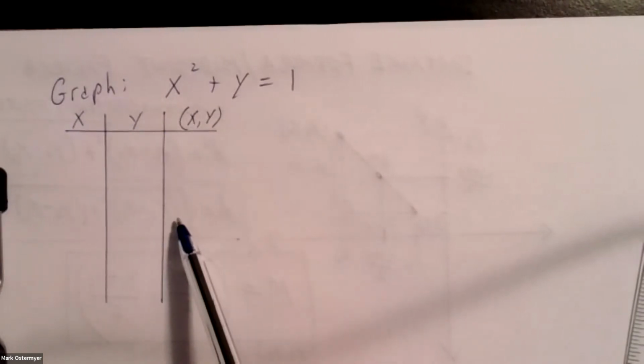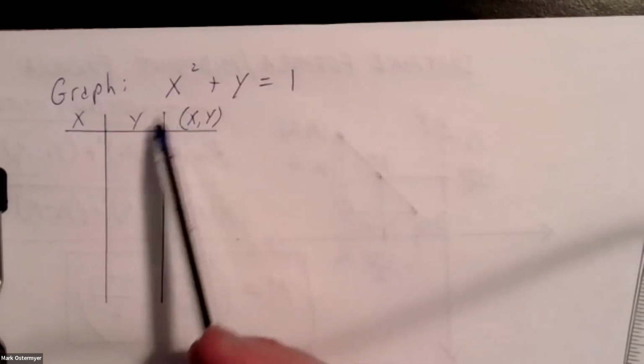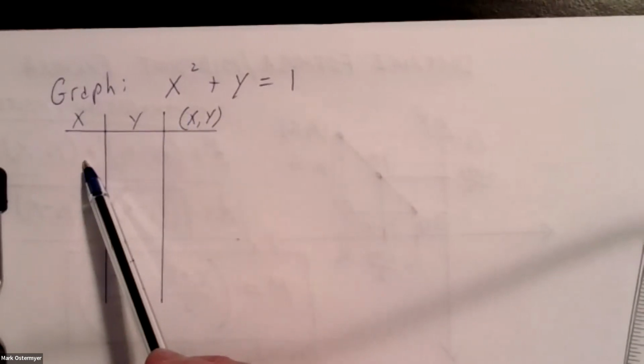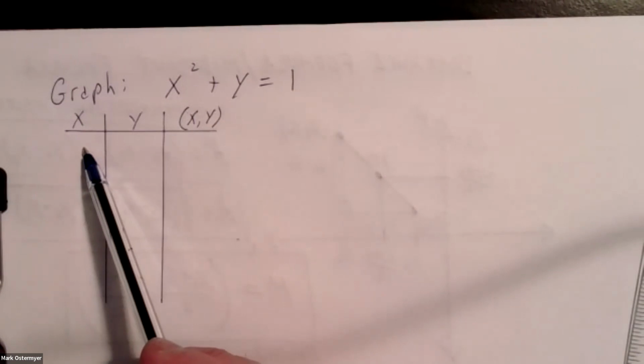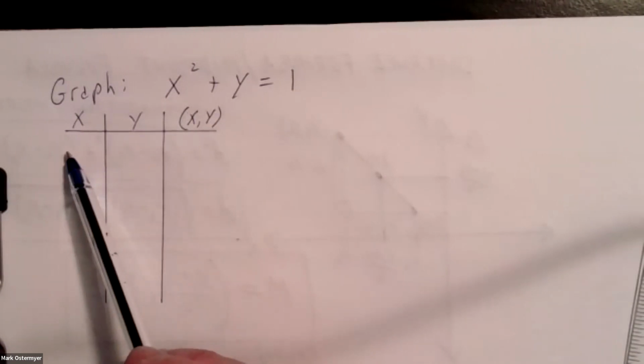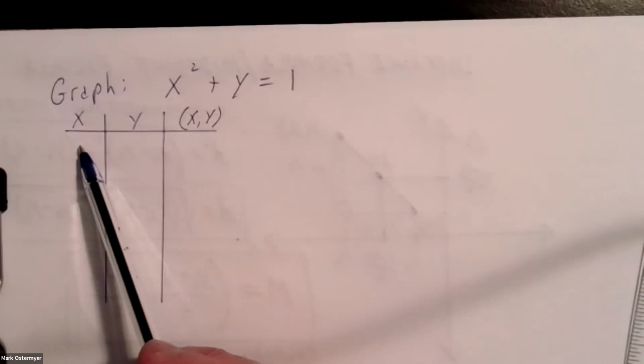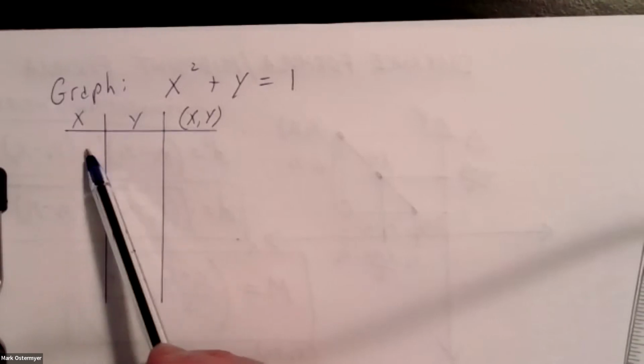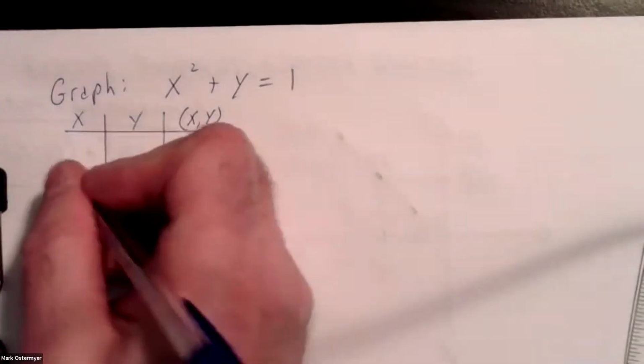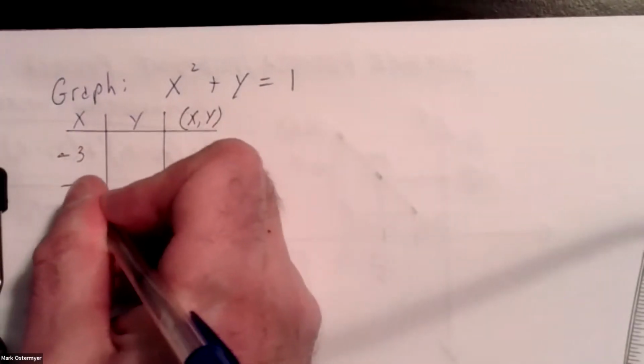For plotting purposes, you want to choose nice values for x. You don't want to choose messy fractions or decimals if you can help it. And you don't want to choose values too far away from the origin. Like you don't want to choose x to be like 1,000. I mean, good luck plotting that point, correct? Or you don't want to choose x to be like -1,000 or something like that. So I'm just going to choose some nice values kind of close to the origin.